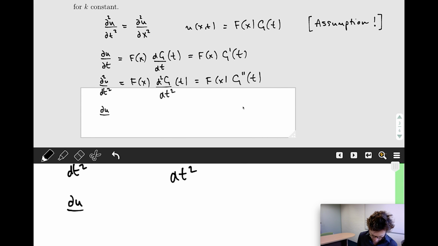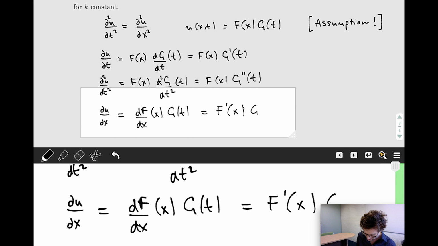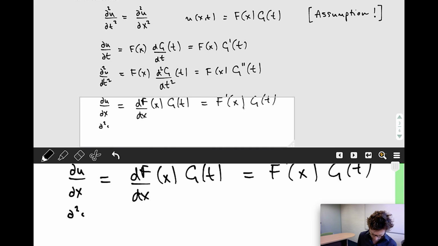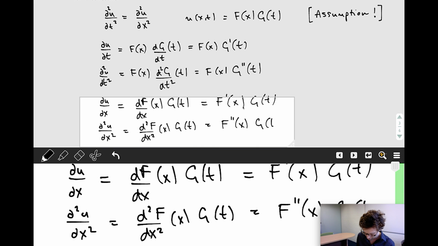Let's see the same thing for the partial derivative with respect to x. So I've got du dx is equal to f of x. This time I'm taking the derivative with respect to x, so it's going to be df dx multiplied by g of t. And again, I'm going to use the notation f prime of x to indicate the derivative of f with respect to its argument, x. And likewise, the partial derivative of u twice with respect to x is going to be d squared f dx squared times g of t, which we'll write as f double prime of x g of t.